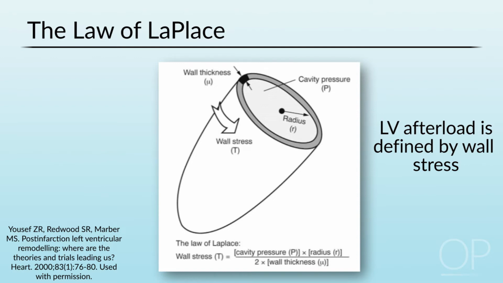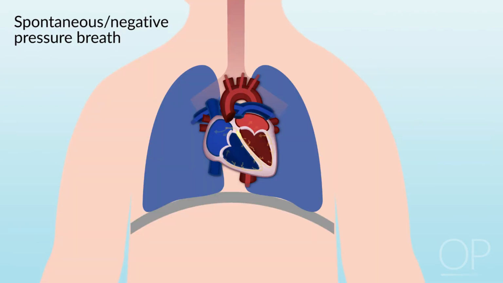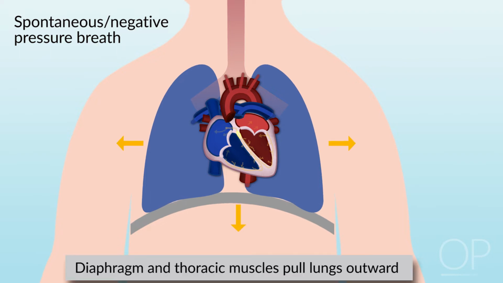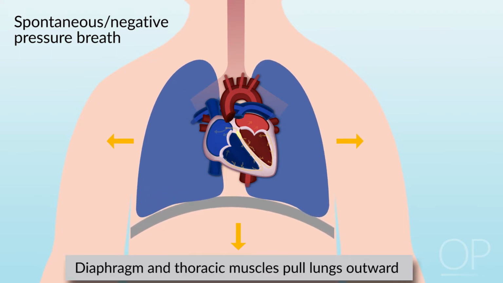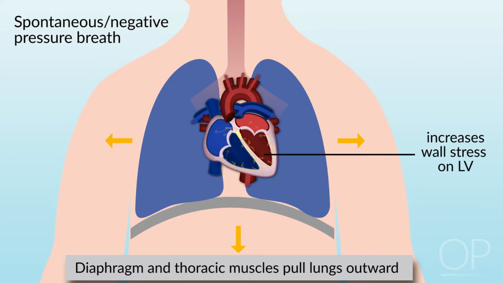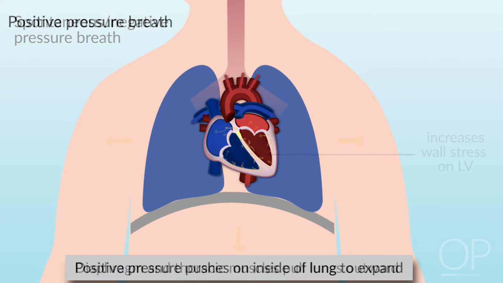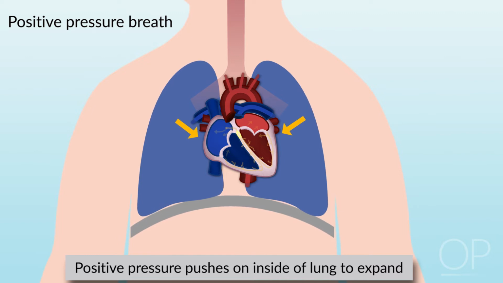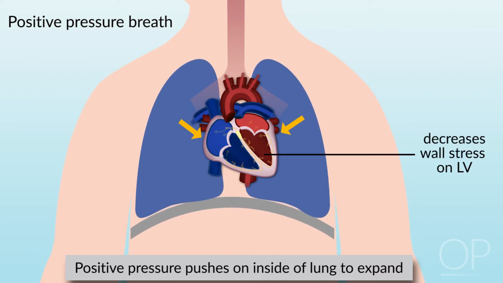So basically what happens is if you imagine in the thorax, when you generate a spontaneous or negative pressure breath, the thorax is pulling outwards and it creates more wall stress on the left ventricle that's then trying to contract. If you imagine a positive pressure breath where the pressure is coming inwards, you can imagine that that inwards pressure decreases the wall stress and actually allows that ventricle to contract better. So even though there are some adverse effects on preload, one of the great benefits of positive pressure ventilation is to mitigate left ventricular afterload.